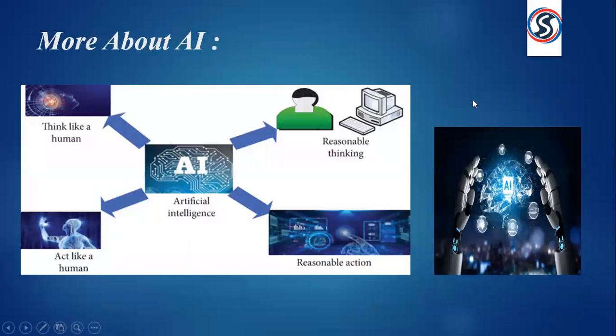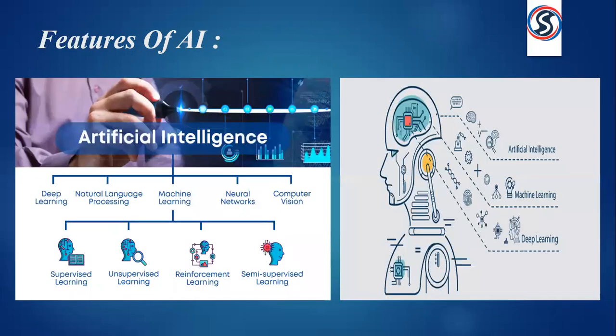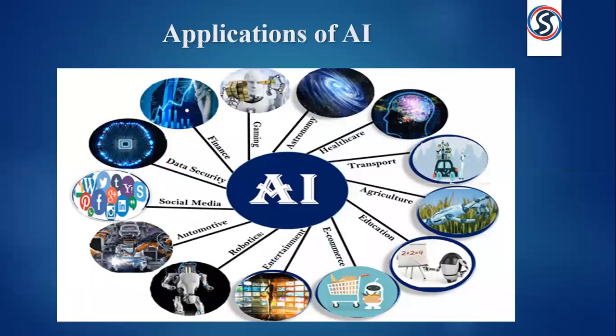Now, obviously, if we look at this reference image, it will think like a human and act like a human. It has reasonable action and also reasonable thinking, right? So what are the features we have? We have deep learning, NLP, machine learning, neural networks, computer vision. All these are the features of AI. This is not the main thing that we are going to discuss. Now coming to the applications.